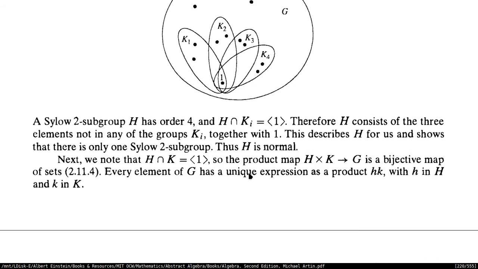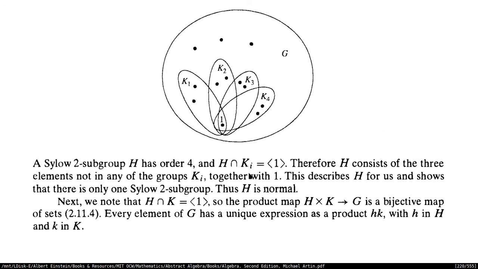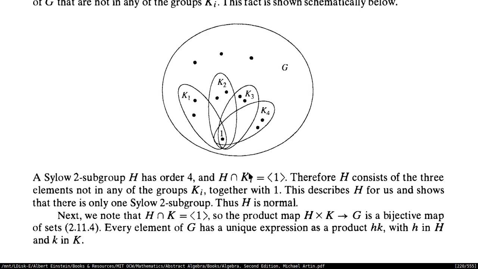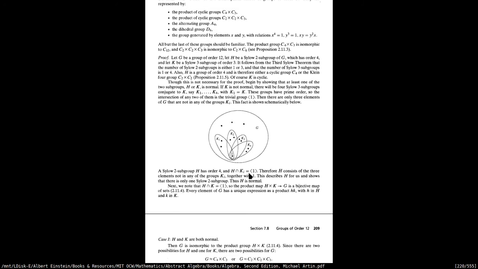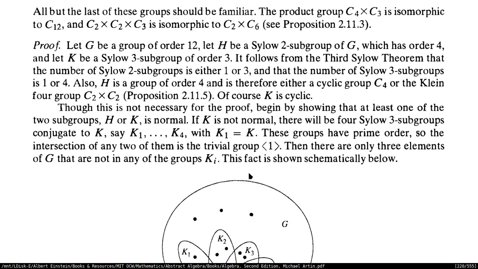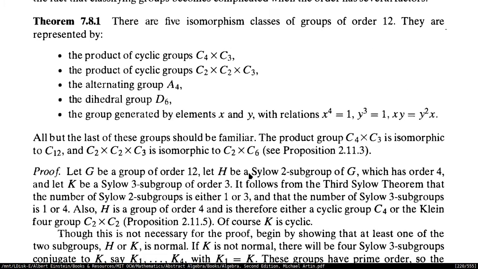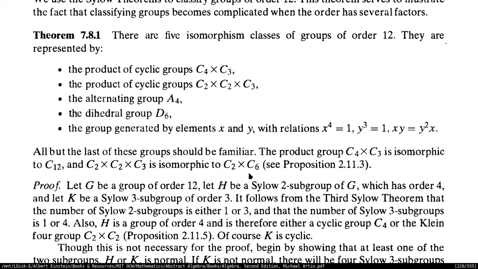Oh, and look at that. Number 5. Instead of saying it's a familiar group, he says it's the group generated by X and Y with these 3 relations. Ah. Yeah. So you want to start there? That looks good, yeah.